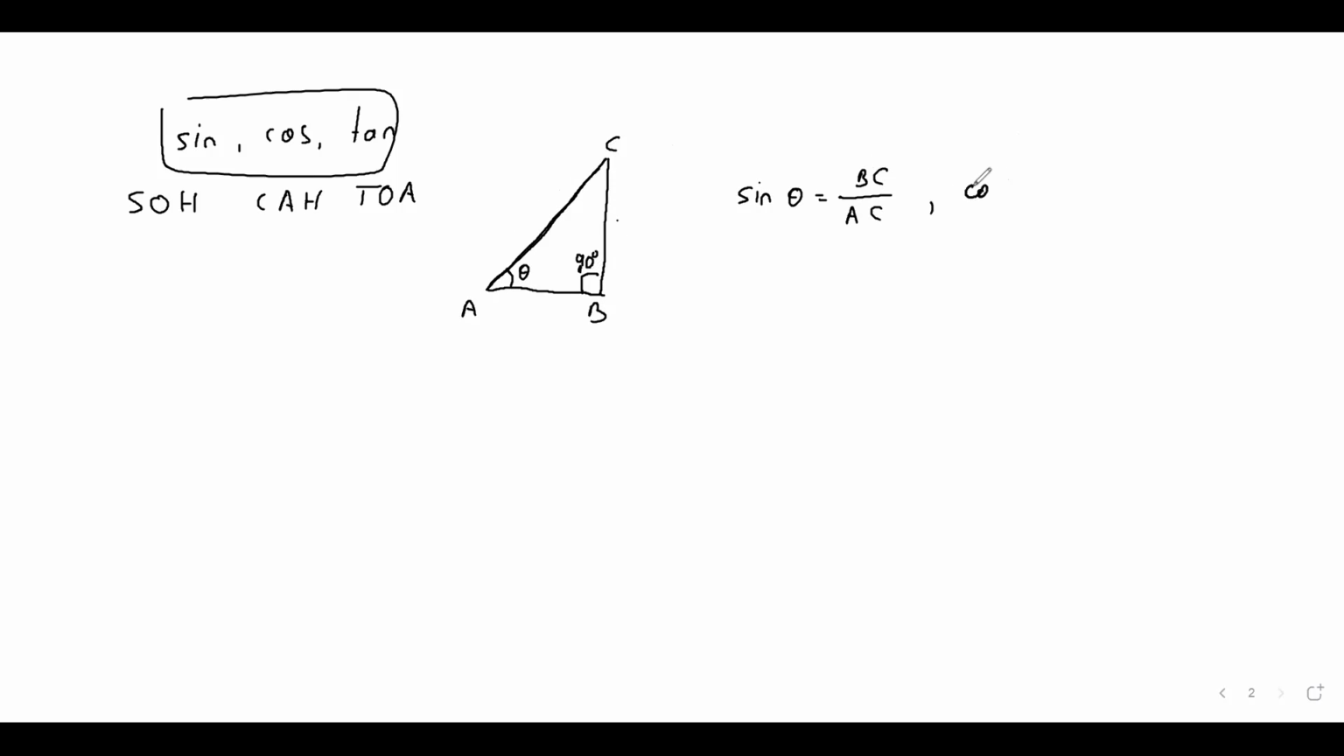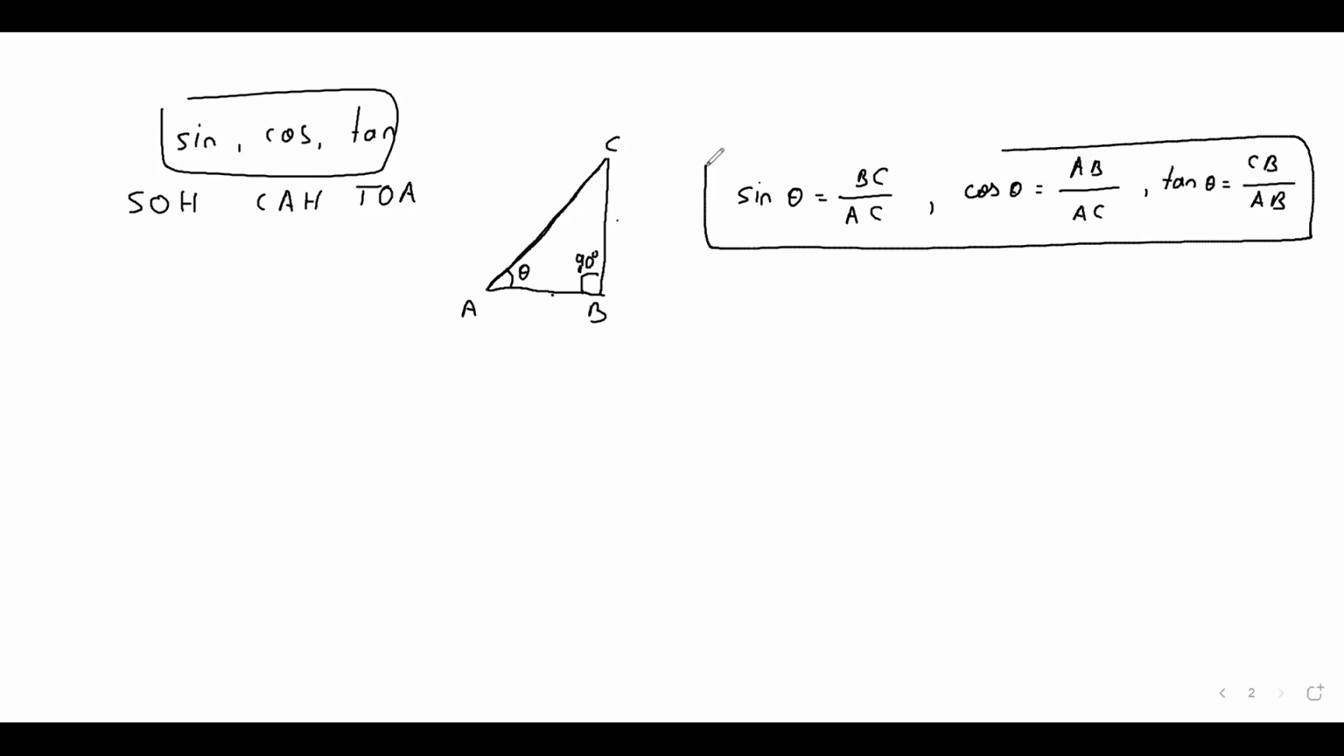And so cosine theta is the adjacent over hypotenuse. So it is AB divided by AC. And tangent of theta is opposite over adjacent, so it's CB divided by AB. There we go. So that's the sine, cosine, and tangent formulas. So this is more or less what you need to remember from working with trigonometry in triangles. All right, so this is okay.